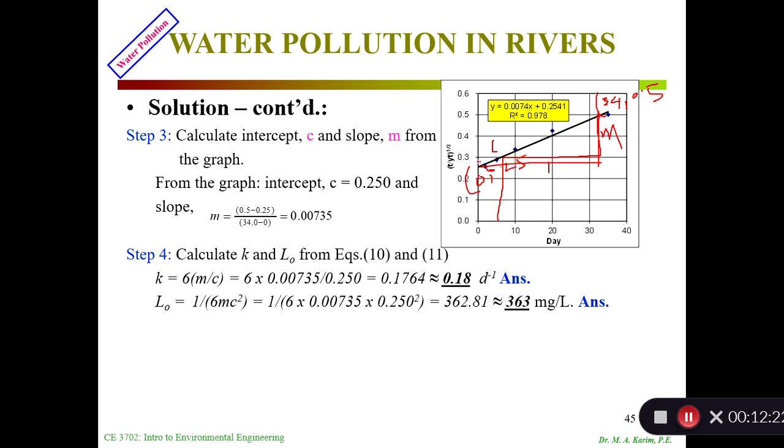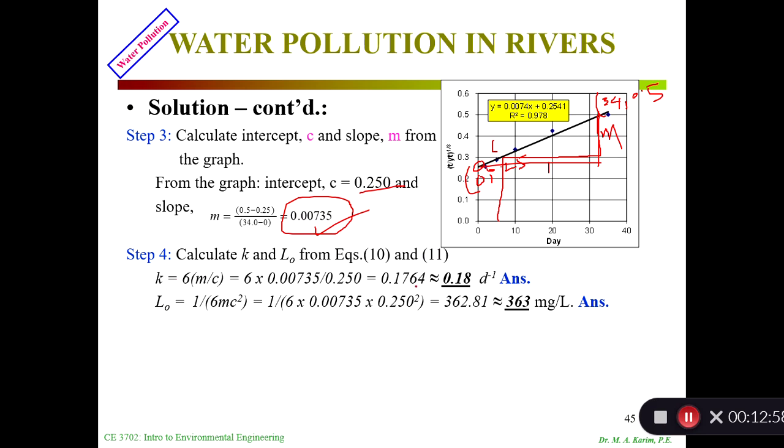So again, if I know this coordinate and this coordinate, I should be able to calculate that way. The rise would be 0.5 minus 0, or 0.25, right, from here to here, and the run would be 34 minus 0. So I get this. So this is very close. By hand I got 0.25 for the intercept. I got here 0.2541, and for the slope I got 0.0074 from the equation, whereas using my hand calculation I get very close.